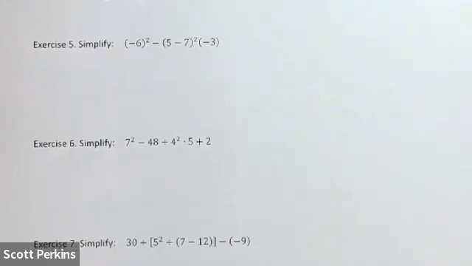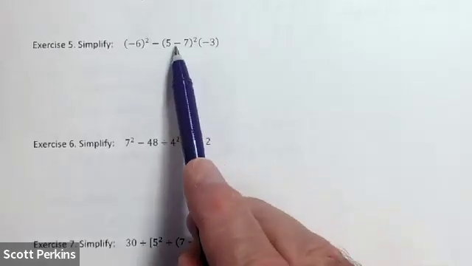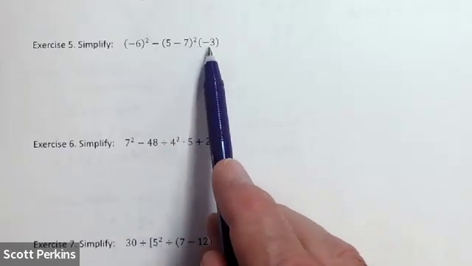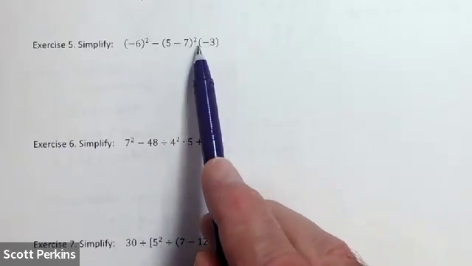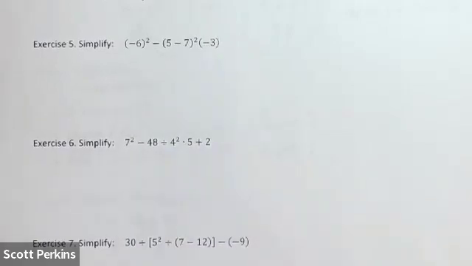Simplify that. You've got -6 in parentheses squared. That's like the problem at the bottom of the previous page. And then -5 minus 7 squared, and then there's no operation symbol between the parentheses and the -3. Just to remind you, when there's no operation symbol between those, you're going to multiply. That's the implied operation. So give that a try, see how you do.